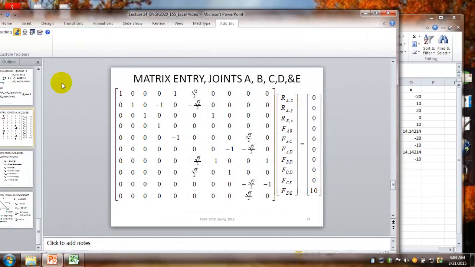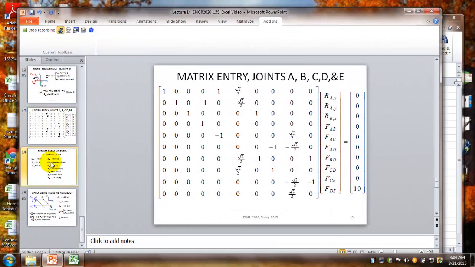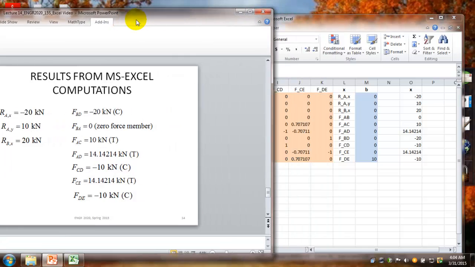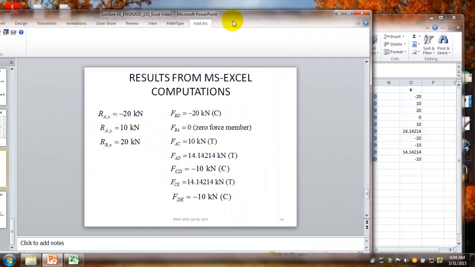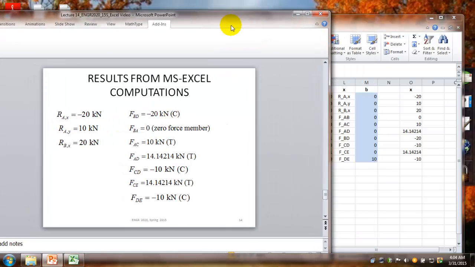and for comparison purposes I have solved the problem by hand using the method of joints, and let's see if I get the same answer as using the matrix approach. So R sub AX is minus 20 kilonewtons, R sub AY is 10 kilonewtons, R sub BX is 20 kilonewtons, F sub BD is minus 20 kilonewtons, which is compression.